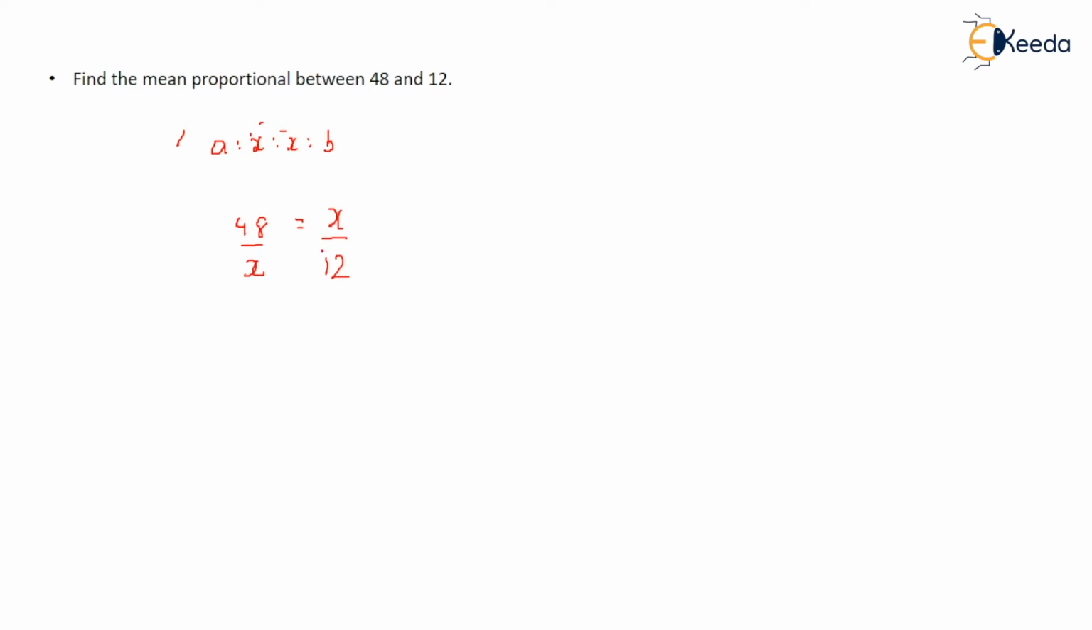So 48 into 12 equal to x square. This comes out to be 576. So what is the square root of 576? If you remember your squares, you can remember that 24 square is 576. So the value of x will be 24. So the mean proportional, or the value of x, will be 24. This is how you need to solve.